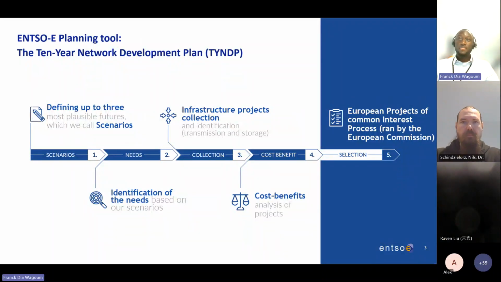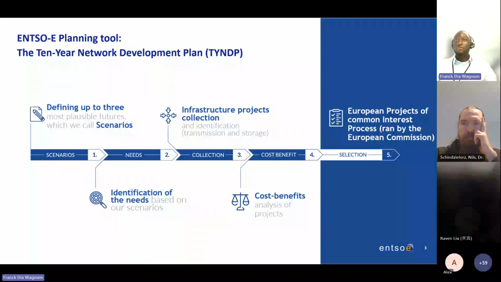After the identification of system needs comes the project collection, which is actually the current phase in which we are. The submission platform is open, and I guess many of you in this workshop are aware of that. Projects submitted by project promoters hopefully solve the needs that have been identified in the previous cycles. And in this cycle, the identification of needs will feed into the next process, also project collection, of course.